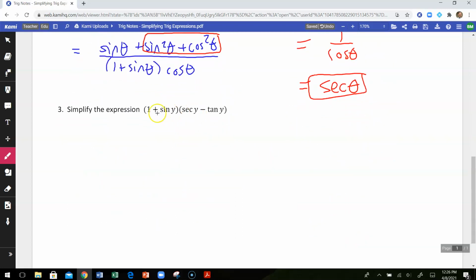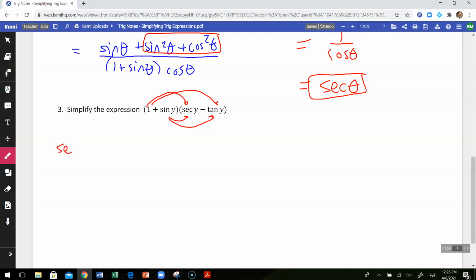All right, number 3, I've got a product here. And there are some different ways you could start this problem. You could change secant and tangent into sines and cosines if you would like to go that route. What I'm actually going to do first is this looks to me like I should FOIL this. And so that's what I'm going to do. I'm going to distribute, multiply all this out.